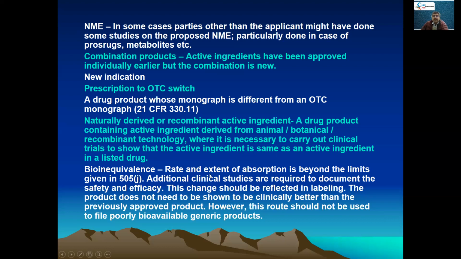Bio-inequivalent products, where the rate and extent of absorption is beyond the limits given in 505(j) or ANDA. Additional clinical studies are required to document the safety and efficacy. This change should be reflected in the labeling. The product does not need to be shown to be clinically better than the previously approved drug product. However, this route should not be used to file poorly bioavailable generic products.